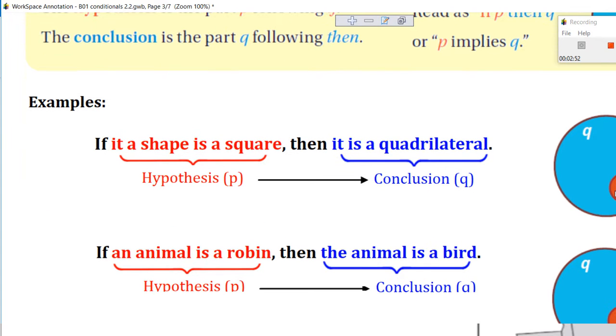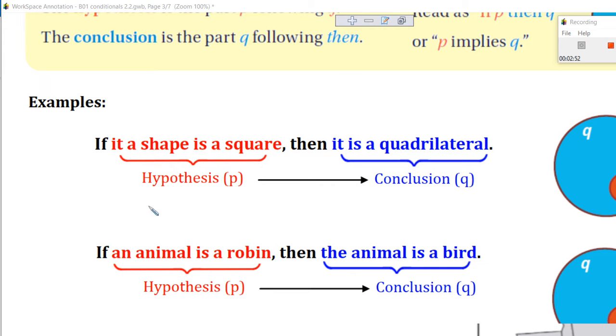Here's a couple other examples. If a shape is a square, then it is a quadrilateral. So the shape being a square is the hypothesis. The conclusion is that it's a quadrilateral. This one would be true because a square is a type of quadrilateral.